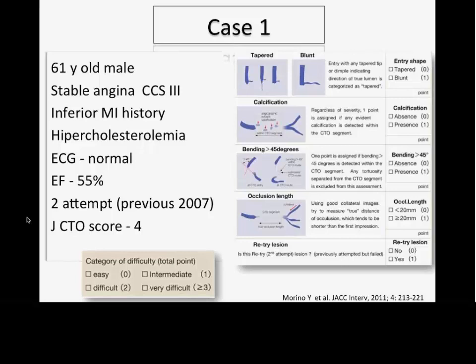It was also done by me in our lab. This is also a nice case. As you can see, it was a second attempt after 8 years. The first attempt was done in 2007 on the right coronary artery. The patient was symptomatic all the time, so we included them in this trial with clear indications: CCS 3 angina, ejection fraction 55% with no huge abnormalities of the contractility, and J-CTO score was 4.